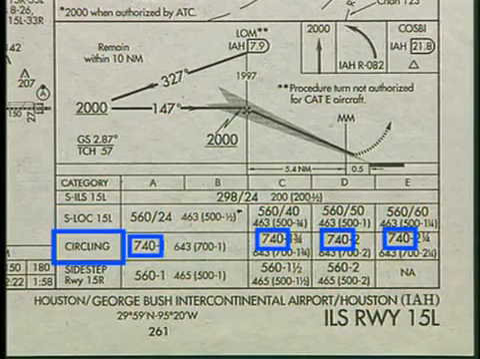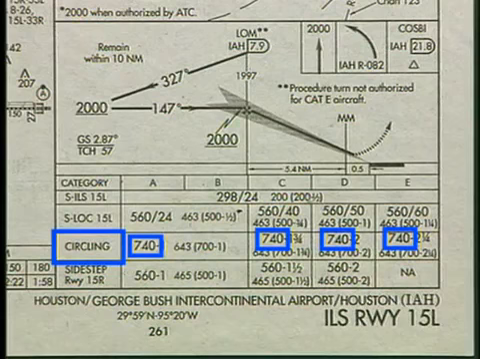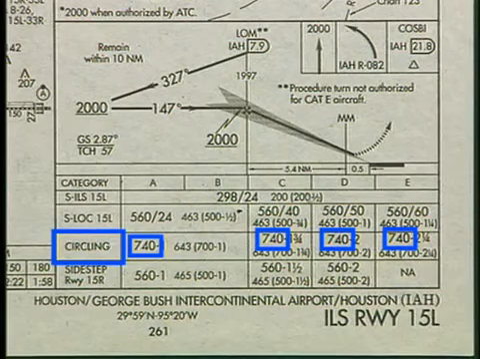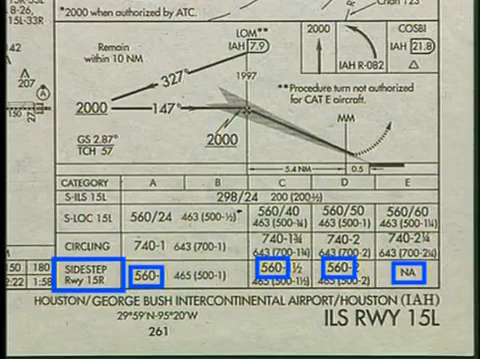For a circling approach, you may not descend below 740 feet unless you have the runway environment in sight and you're in a position to make a normal descent to the runway. The last listing on this chart is the minimums for a sidestep to runway 15 right.